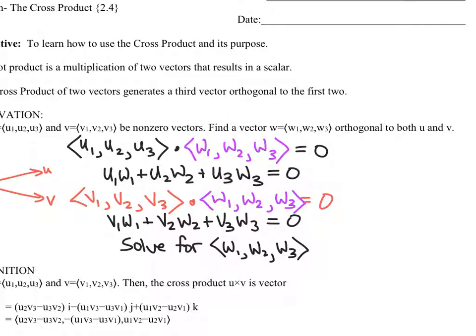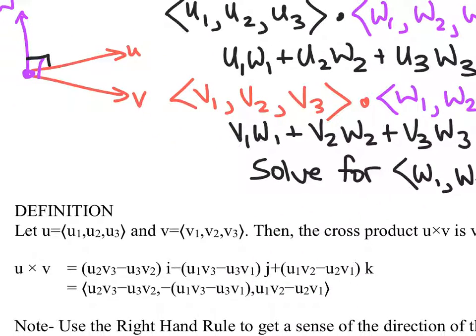Because ultimately, if I'm solving for W1, W2, W3, it's going to give me expressions that are in terms of U1, U2, U3, and V1, V2, and V3. All right, so this first piece here is the same as my W1. This piece here is my W2, and this piece here is my W3.